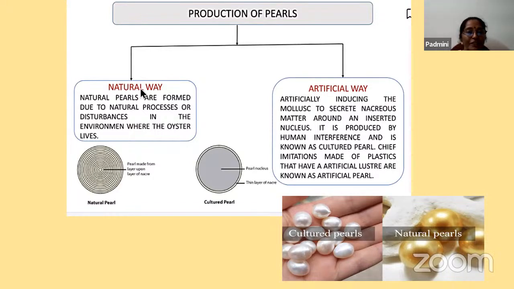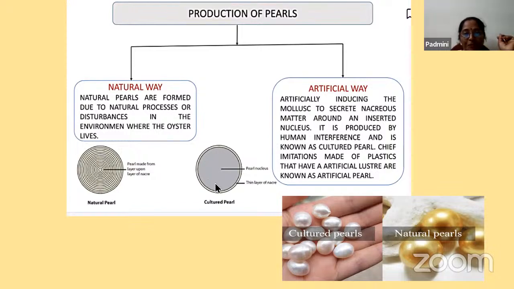In the natural way, natural pearls are formed due to natural processes or disturbance in the environment where the oyster lives. When you talk about the natural pearl, these are the concentric layers that you can find over there. These concentric layers are the conchiolin and the nacre deposition, that is the aragonite deposition. This is what a natural pearl is, which is very, very costly in the market. It can go up to some thousands of dollars if you have a natural pearl.